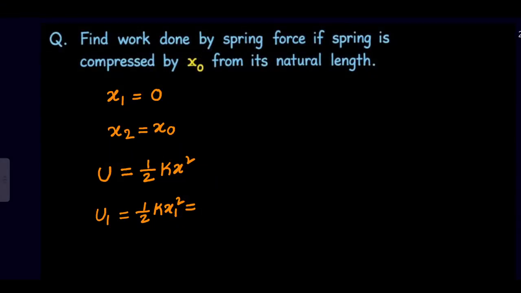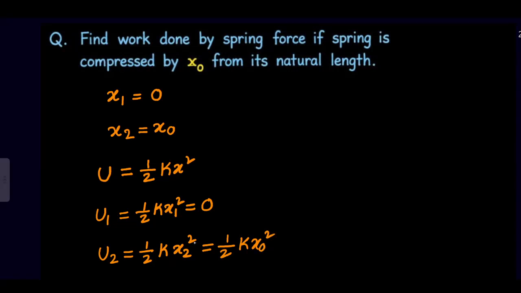So here, if there is no compression or elongation, then what happens? You tell me now here. So potential energy is 0. Now here, the final potential energy is how much? You tell me. That is 1 by 2 k into X2 square, where X2 is given as x naught, so k into x naught square.